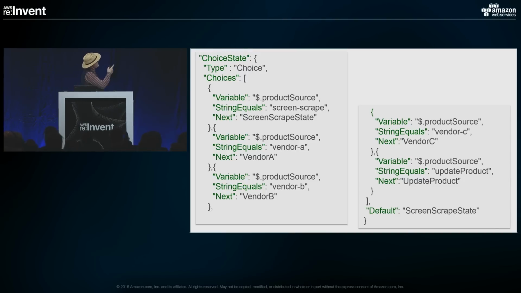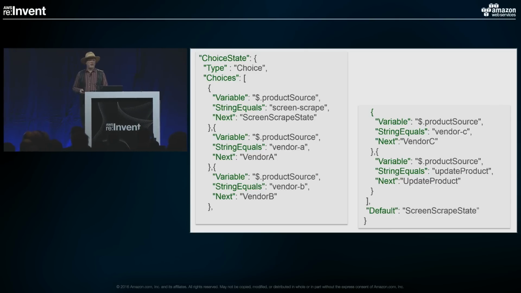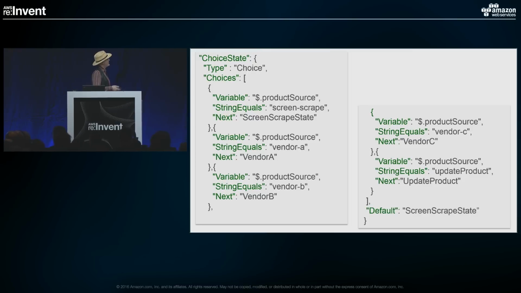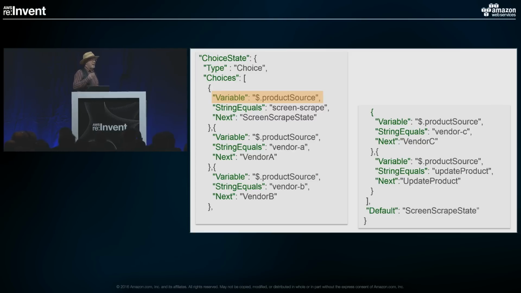If you look closely at the choices field, it's an array. So it works like a case statement in a programming language. It goes through the elements of the array until it finds one that matches, and then follows the next pointer. The way it does it is it has this field called variable, and the value of variable is a JSON path. JSON path is a widely implemented, popular thing for pulling data out of JSON blobs.